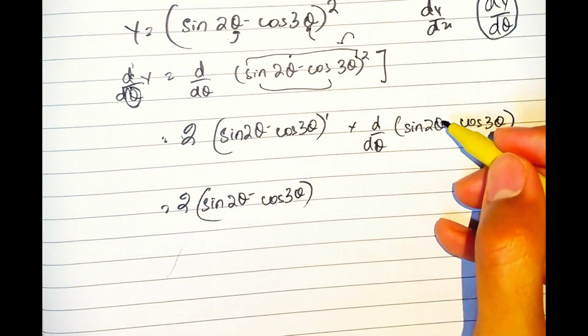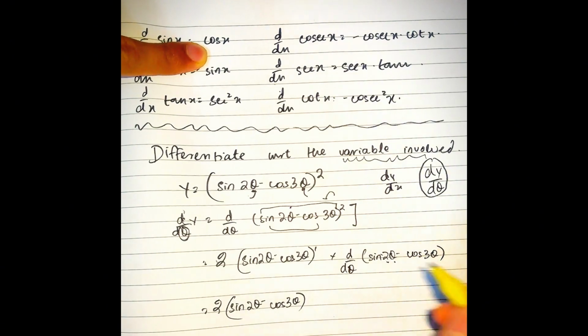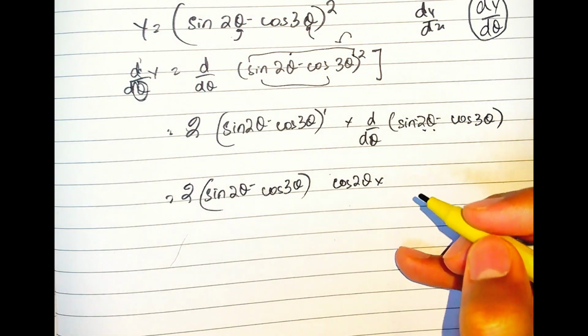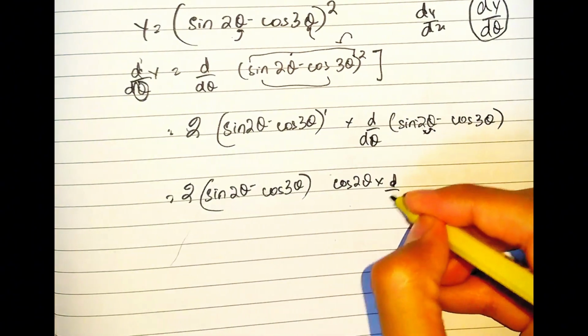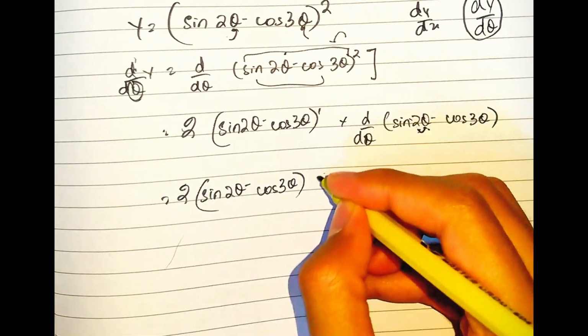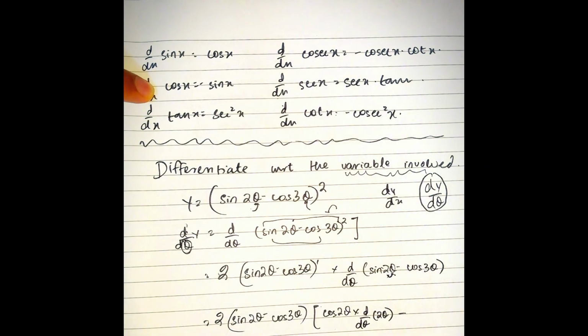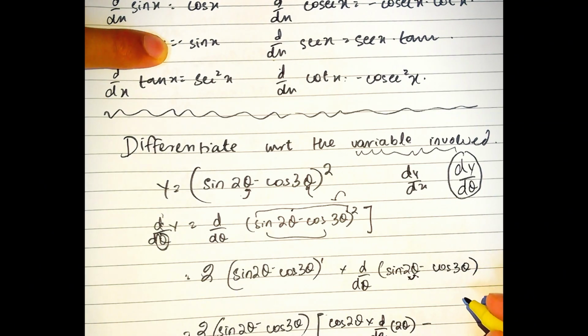And the derivative of sin theta is actually cos theta, right? But over here we have sin 2 theta. So the derivative of sin 2 theta would be cos 2 theta multiplied by, again, the derivative of the angle. Now what is the angle? It is 2 theta right over here. So derivative of 2 theta minus cos 3 theta. Now the derivative of cos is actually negative sine. So the derivative of cos 3 theta would be negative sine 3 theta multiplied by derivative of 3 theta. Okay, so negative sine 3 theta.